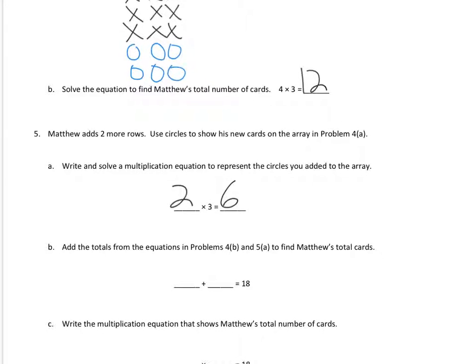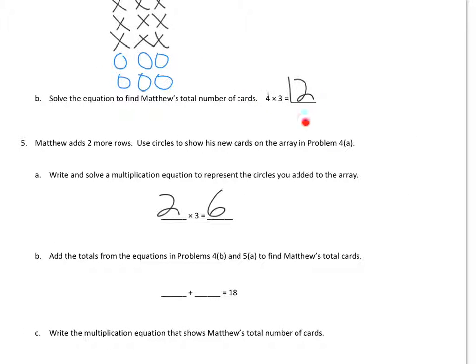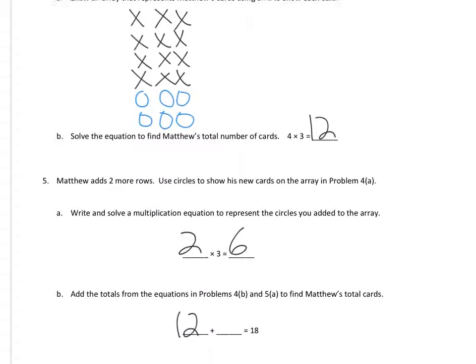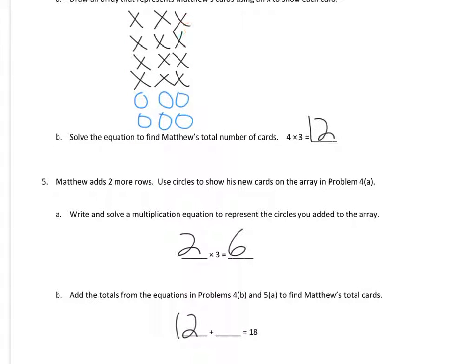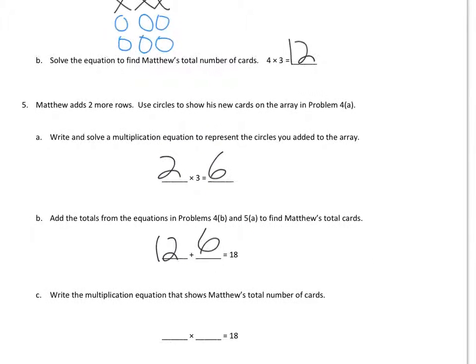Okay, now we need to add the totals from the equations in problem 4b, so right here, and 5a, right here, to find Matthew's total cards. So 4b is 12, because that is from our first array. 5a is 6. That's from our second array, the parts that we added. 12 plus 6 is 18.